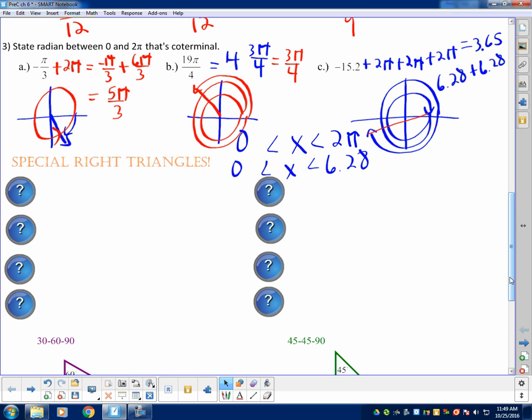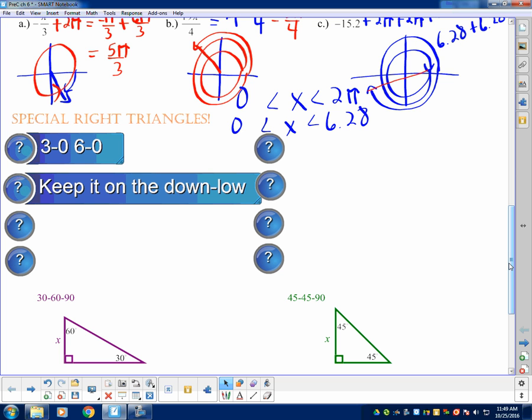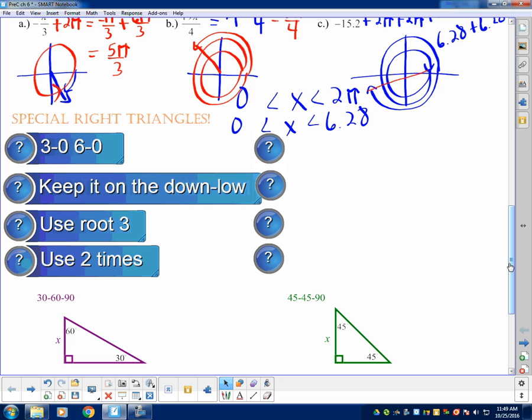So, got a little rap here, maybe to help you. So you ready? Yeah. I'm not going to rap it for you, but here it is. For the 30-60, here goes. 30-60, keep it on the down low. Use root 3. Use 2 times. So here's how it goes. If I give you, you can. So that's the end of my rapping career. Well, I'm going to do one more here.